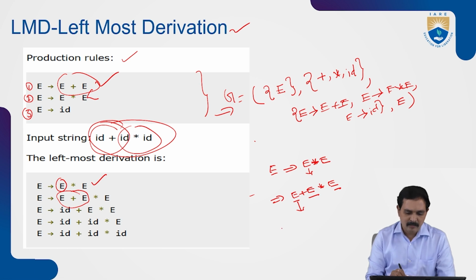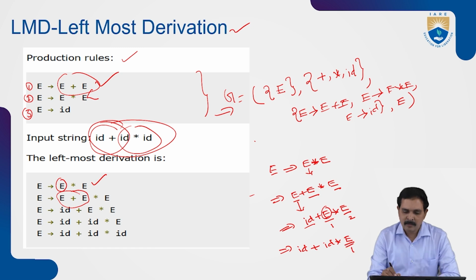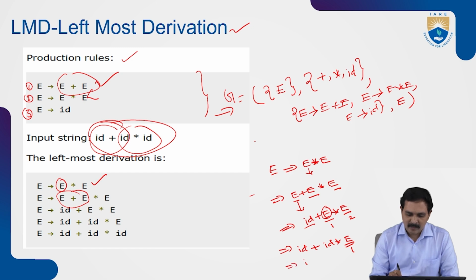Here you complete ID plus E into E. After that, the ID is a terminal, not a non-terminal. Now we have only two non-terminals. Among these two, this is the leftmost, so you get ID plus ID into E. After that we have only one non-terminal, which becomes the leftmost. So now it totally becomes ID plus ID into ID.